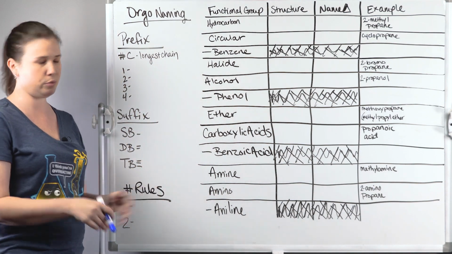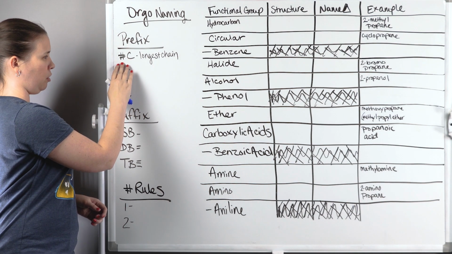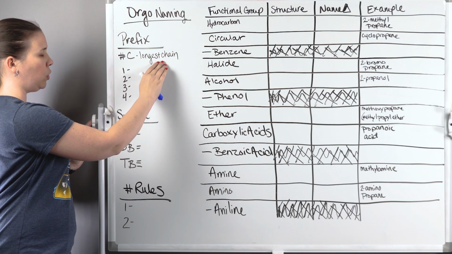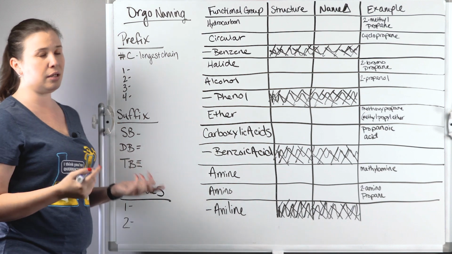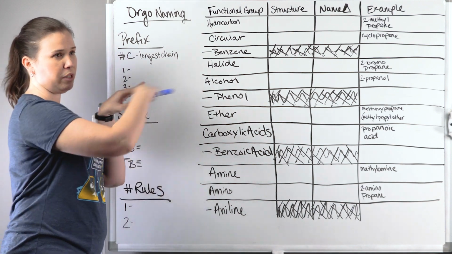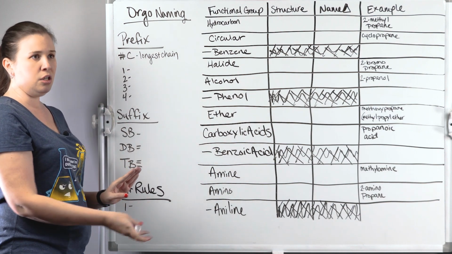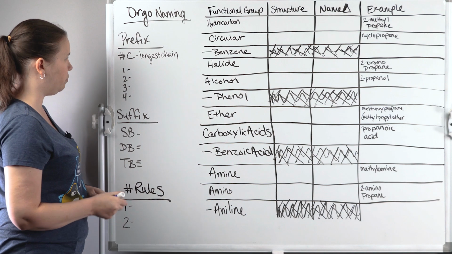Prefix, suffix equals word. So the prefix is going to be based on the number of carbons. The catch, the trick that you've got to watch out for, is that you're always basing the name off the longest chain, which may or may not be the longest chain just from left to right. You've got to watch out for your branches. Once you identify the longest chain, you're going to name that hydrocarbon after that number of carbons.